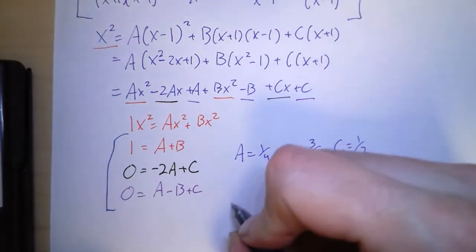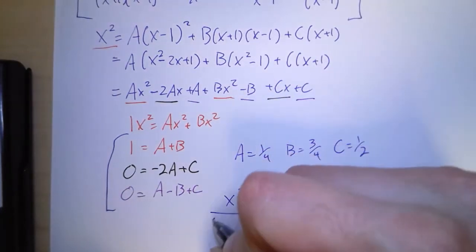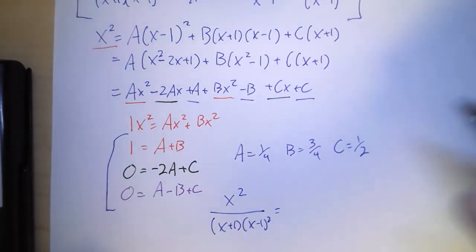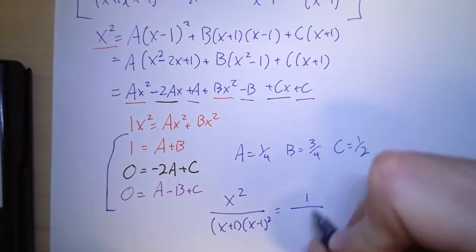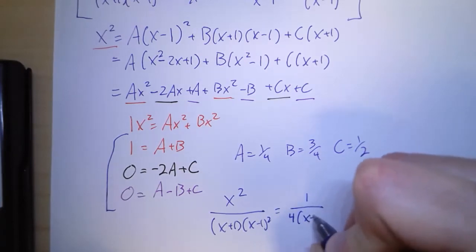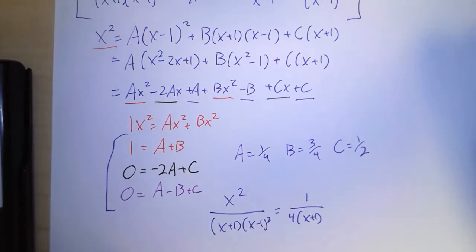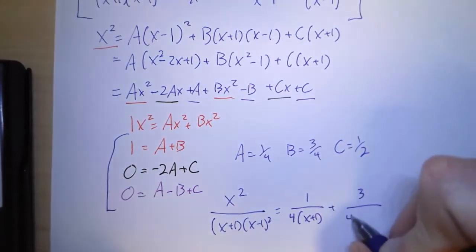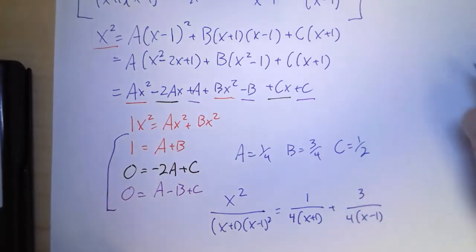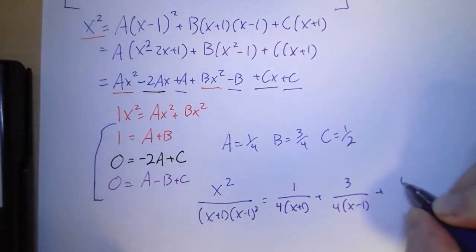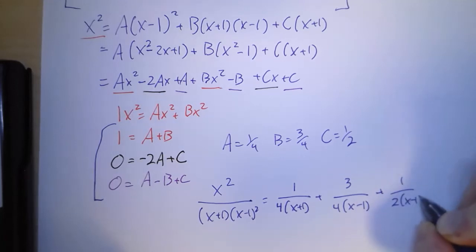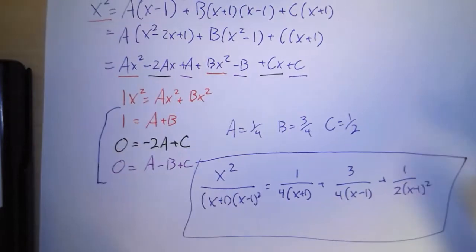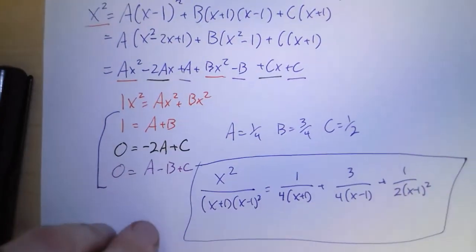So the way we would write this is x squared over (x plus 1) times (x minus 1) squared is going to break down into 1 over 4 times (x plus 1). There's our 1/4 coefficient. For b, it's going to be 3 over 4 times (x minus 1). And then for c, it's going to be 1 over 2 times (x minus 1) squared. So that is how this fraction breaks down. Let's look at another one.